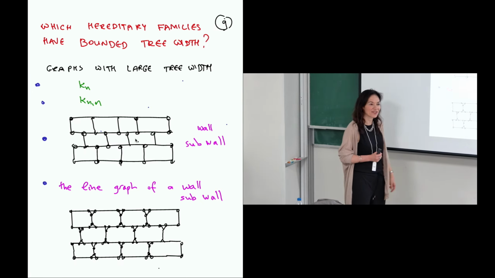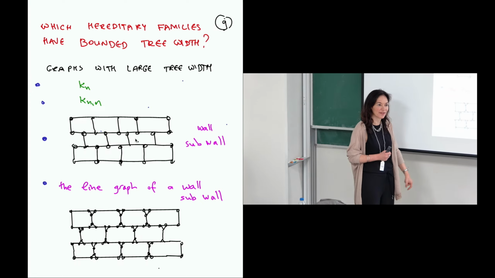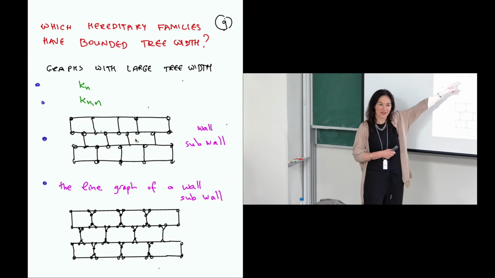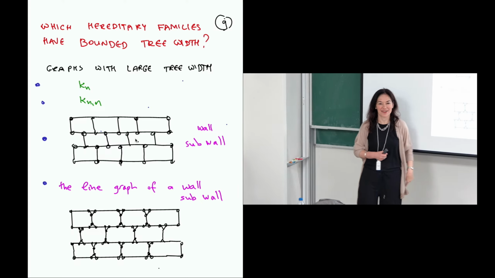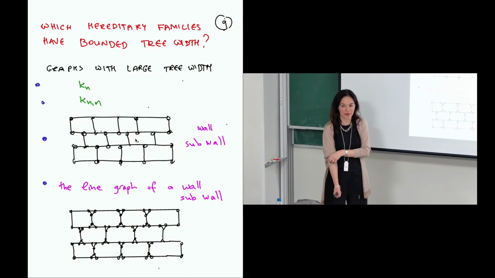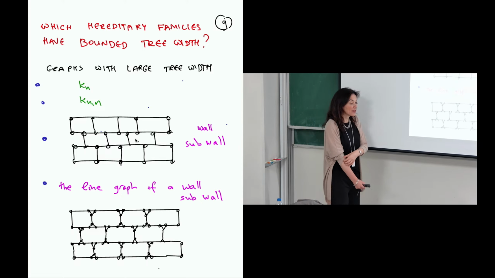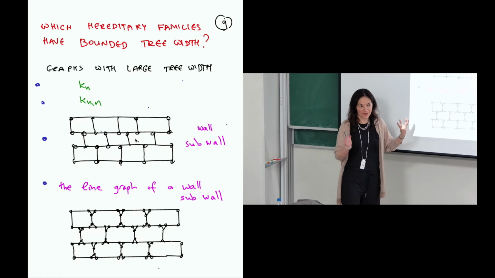For every t there is c, so that if the treewidth is bigger than c, then you contain a subdivision of a t-high wall as a subgraph. But for induced subgraphs, there's a lot more going on.